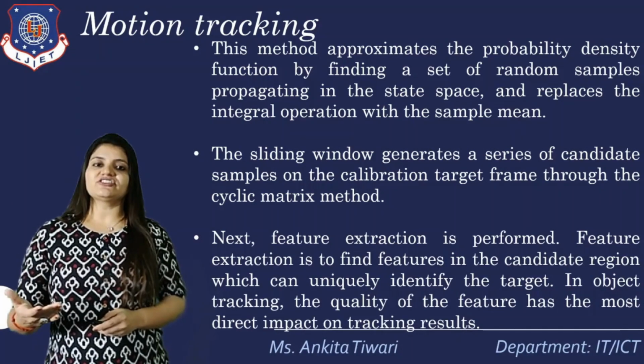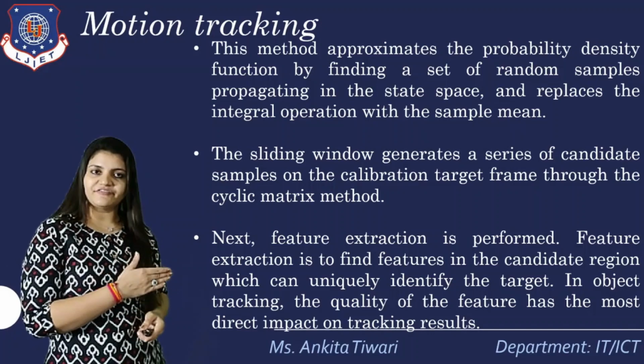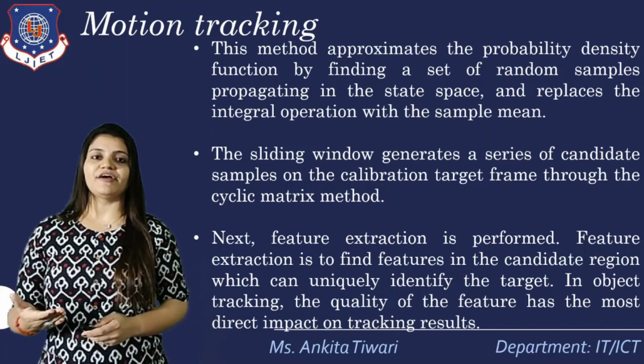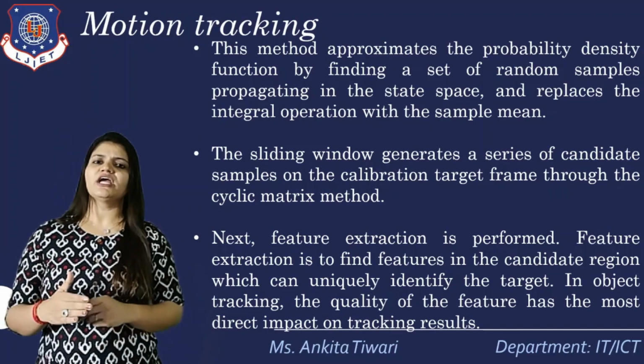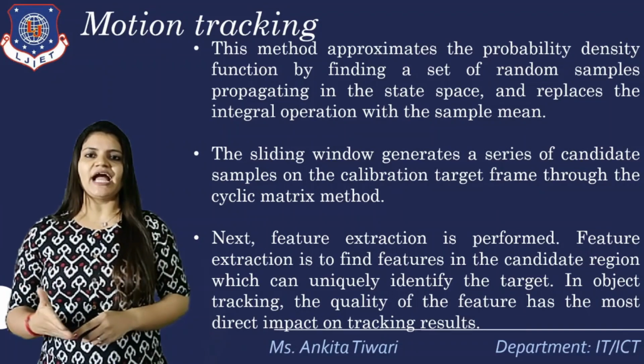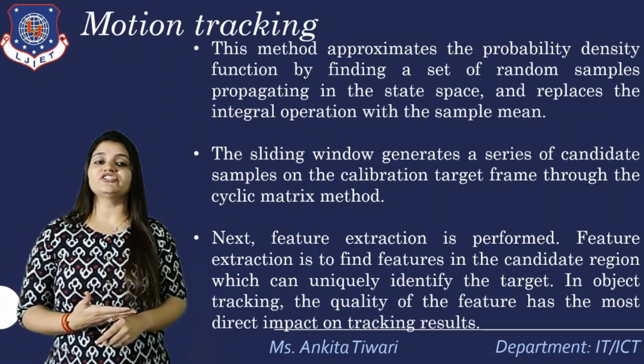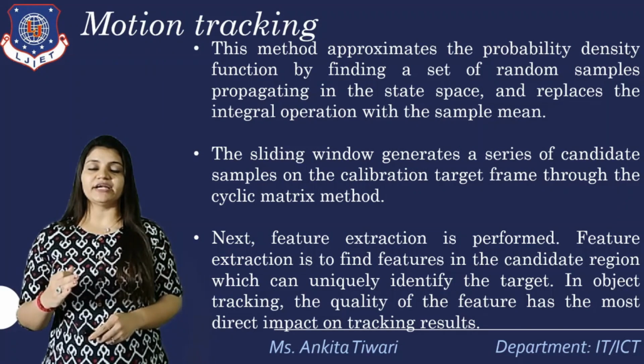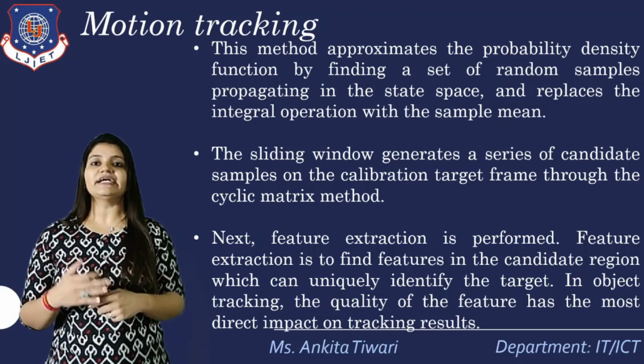Next, feature extraction is performed. These are the different steps. Feature extraction is used to find the features in the candidate region which are unique with respect to identifying the target. And in object tracking, the quality of the feature is the most important point to consider whenever we are doing motion tracking.